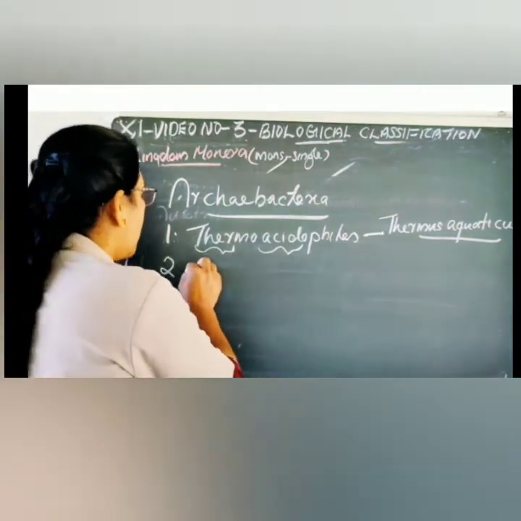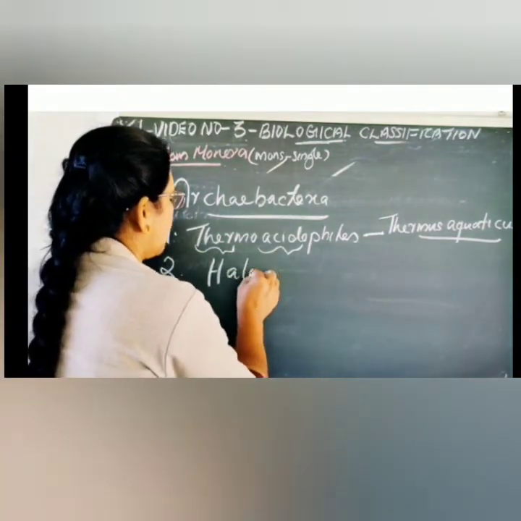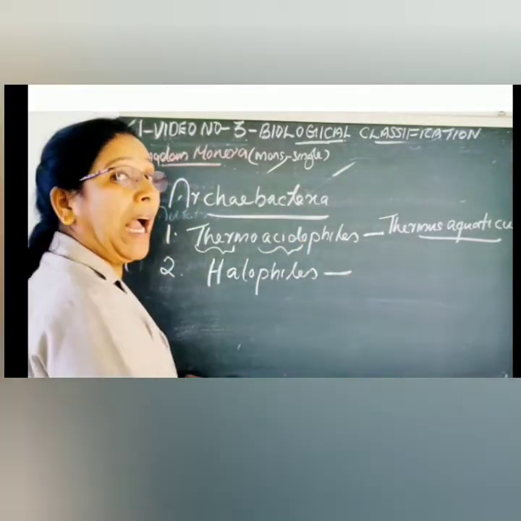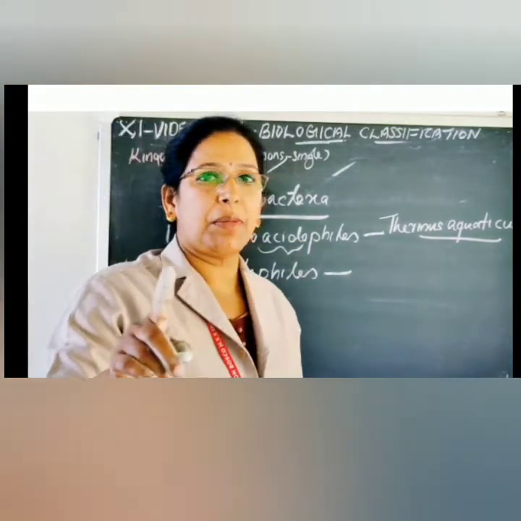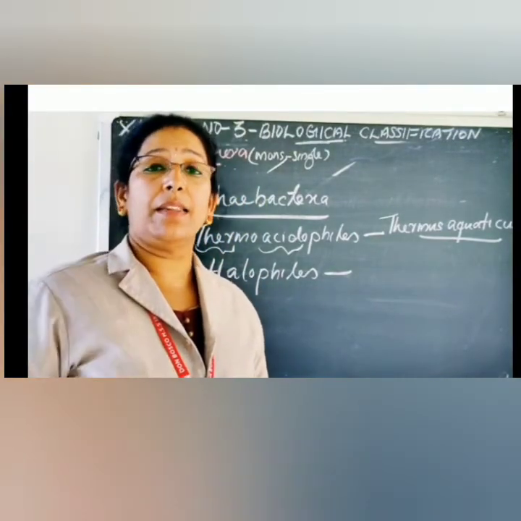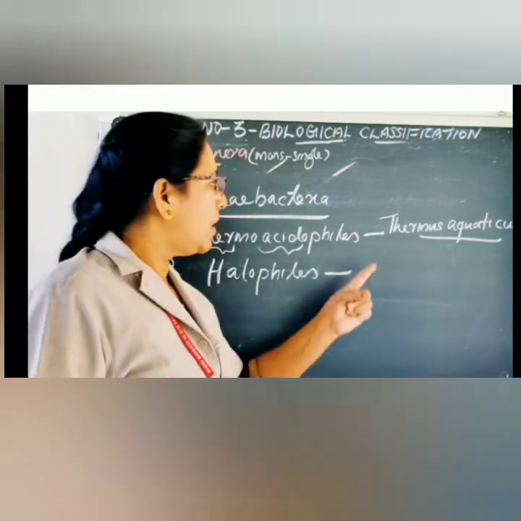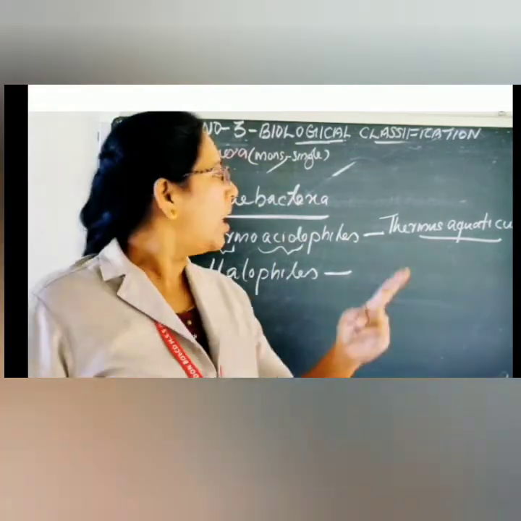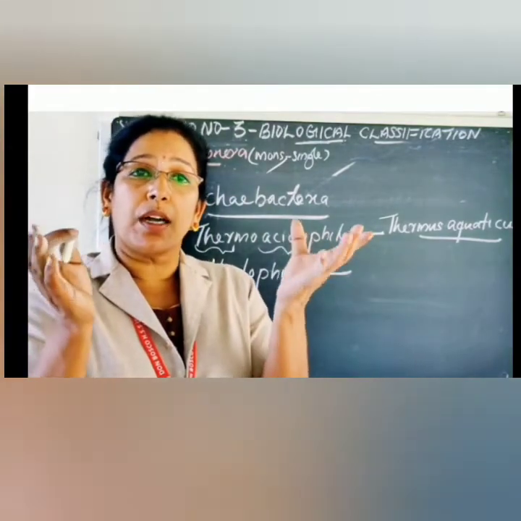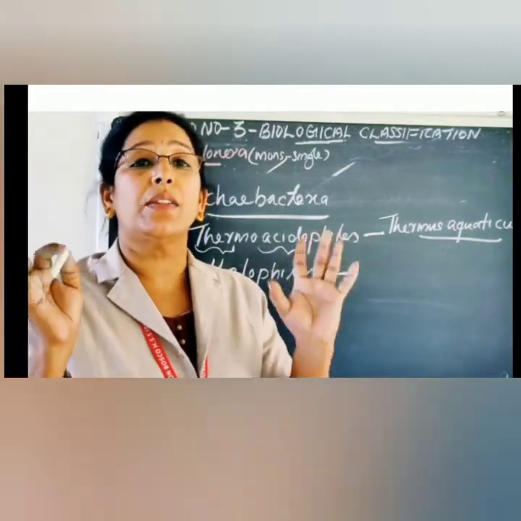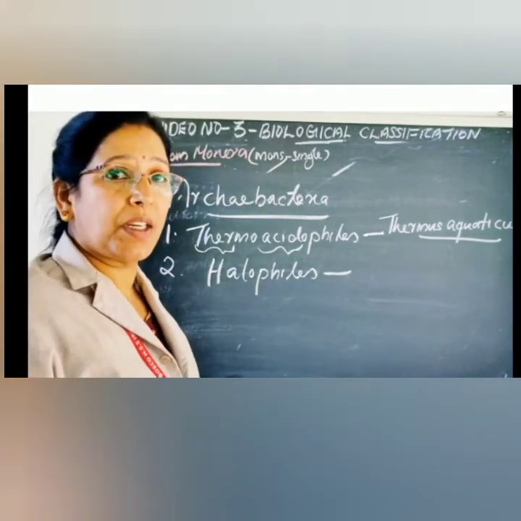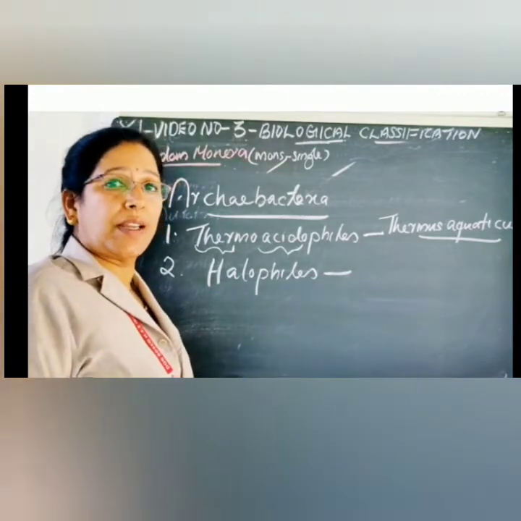Another one is halophiles. Halophiles means high salt content, high saline water. This type of archaebacteria can survive in high salt content or high saline water. Okay. Another extreme condition this bacteria can survive.